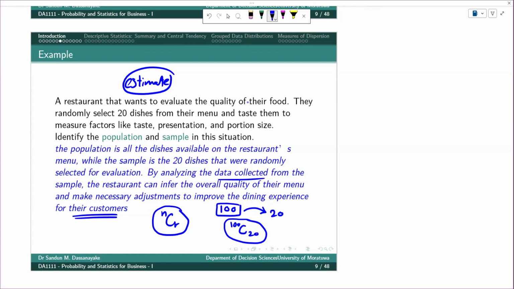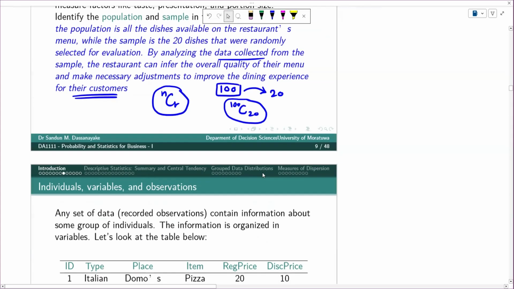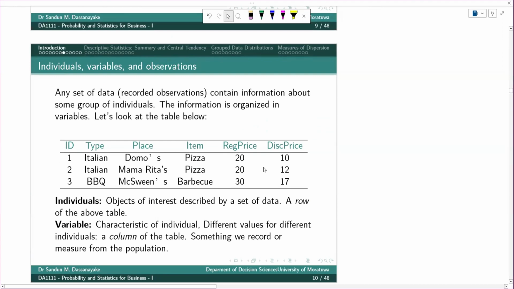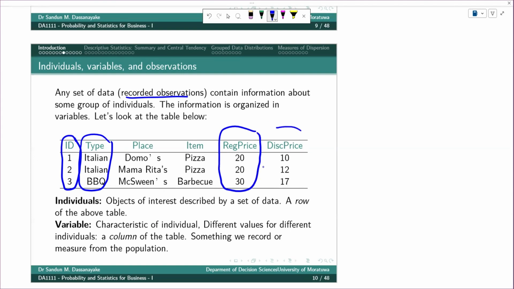That is inferential statistics. Let's start with individuals, variables, and observations. Any set of data, recorded observations, contains information about some groups of individuals. The information is organized by variables. You have the key variable, that is the ID, like your index number. Then you have some qualitative measures like the type, place, item, and also numerical values like registered price or discounted price, etc. Individuals are the objects of interest described by a set of data, the rows of the above table.